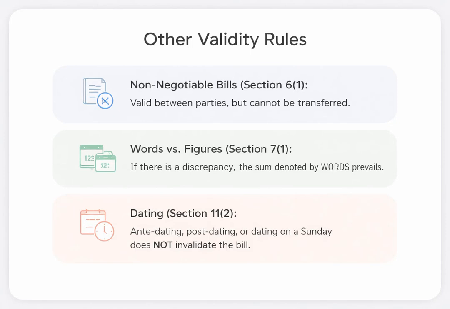Let's cover a few more rules. A bill can explicitly state it is non-transferable. It's still valid between the original parties, just not negotiable. What if the amount in words doesn't match the numbers? The law says the words win. And finally, dating a bill in the past, the future, or even on a Sunday doesn't ruin its validity.